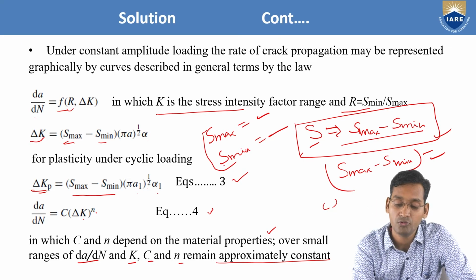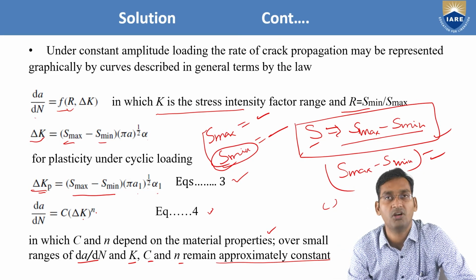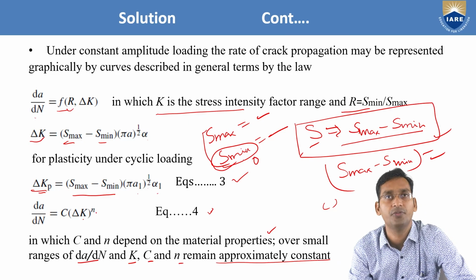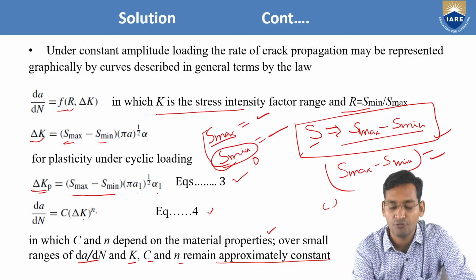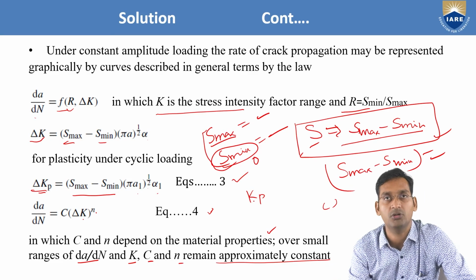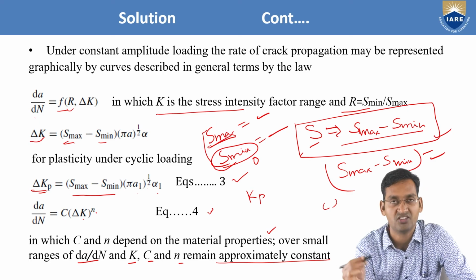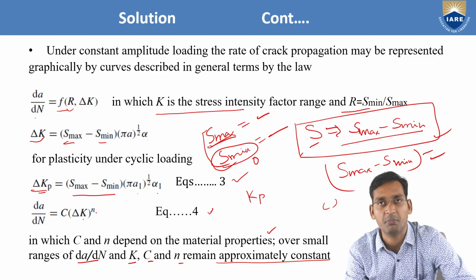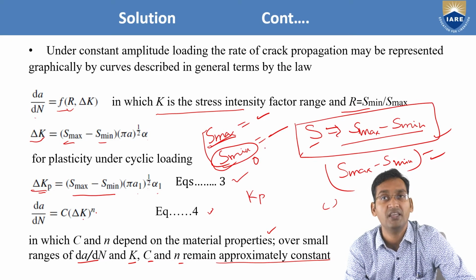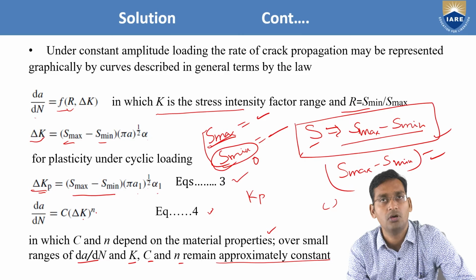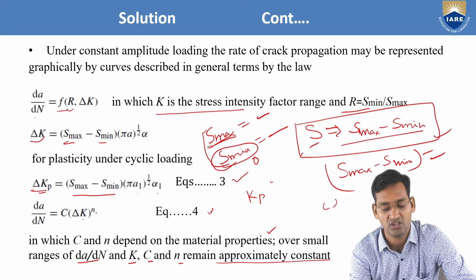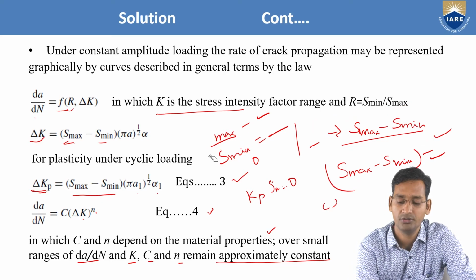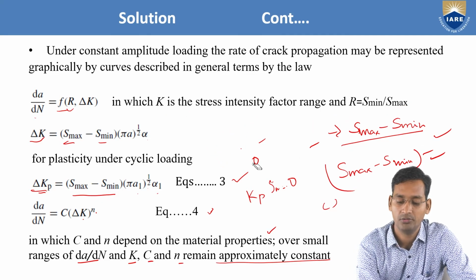One more thing: sometimes they won't give this S mean. Then they simply give S max, which means you just assume S mean as 0. So for maximum stress, you will get whatever the Kp value is. Just use S max, no need to use S mean. So S max minus 0 equals pi a to the power 1 by 2 into alpha 1. Simple, right? So S mean will be equal to 0, and you can simply put it in and find the answer.